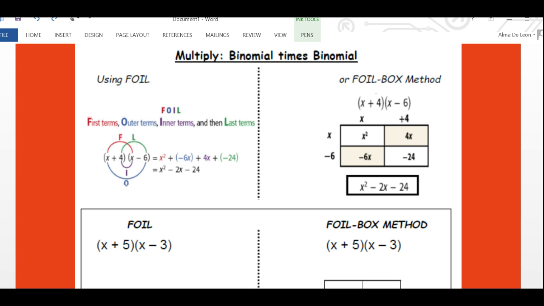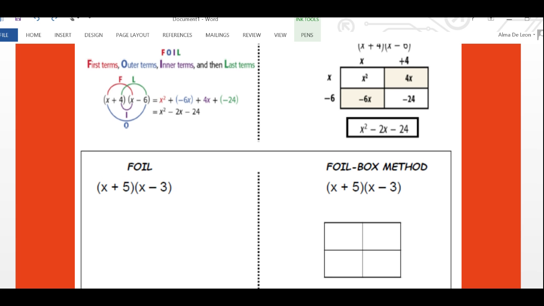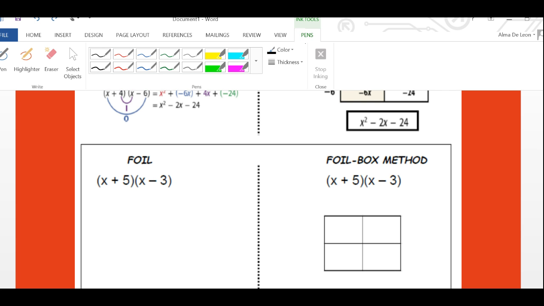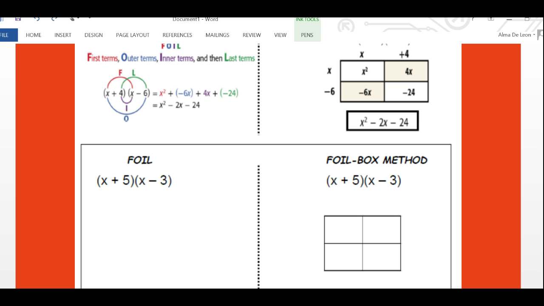FOIL stands for, the F in FOIL stands for first terms, which means you multiply the first terms in your parentheses together. O stands for outer, which means you multiply the outer terms in the parentheses together. I stands for inner, so you multiply the inner terms together. And then L stands for last, which means you multiply the last terms in the parentheses together. On your paper, you do have an example that's already done for you. But we're going to work on an example of our own.